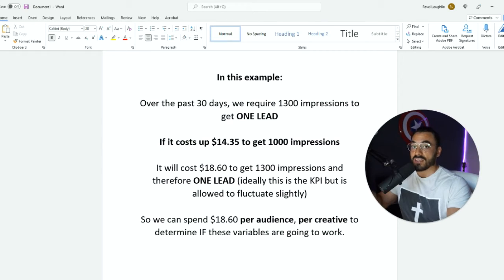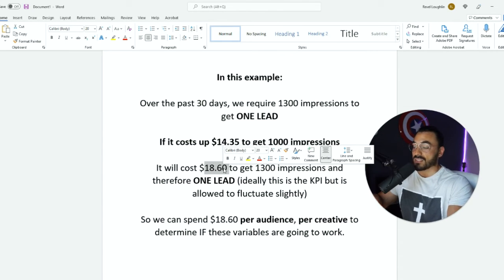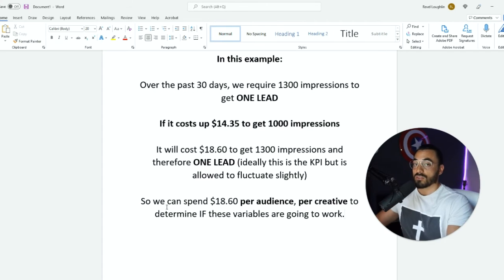Now, ideally, this is our KPI. We try and keep our cost per lead under $18.60, but we have allowed a fluctuation of up to $25 because, as we all know, there's just bad days on Facebook sometimes. So to come full circle on this breakdown, this means that we can spend $18.60 per audience and per creative to determine if these variables are going to work and whether they're worth pursuing.